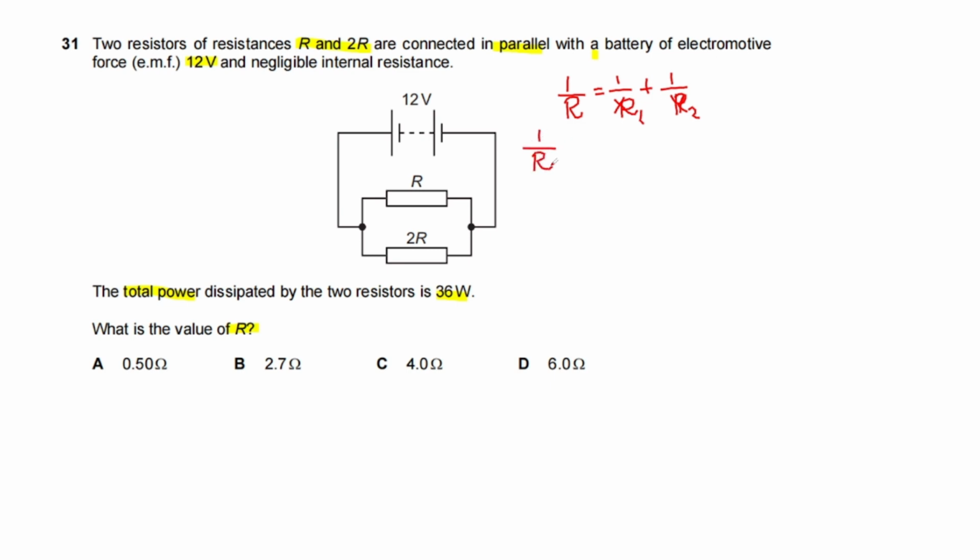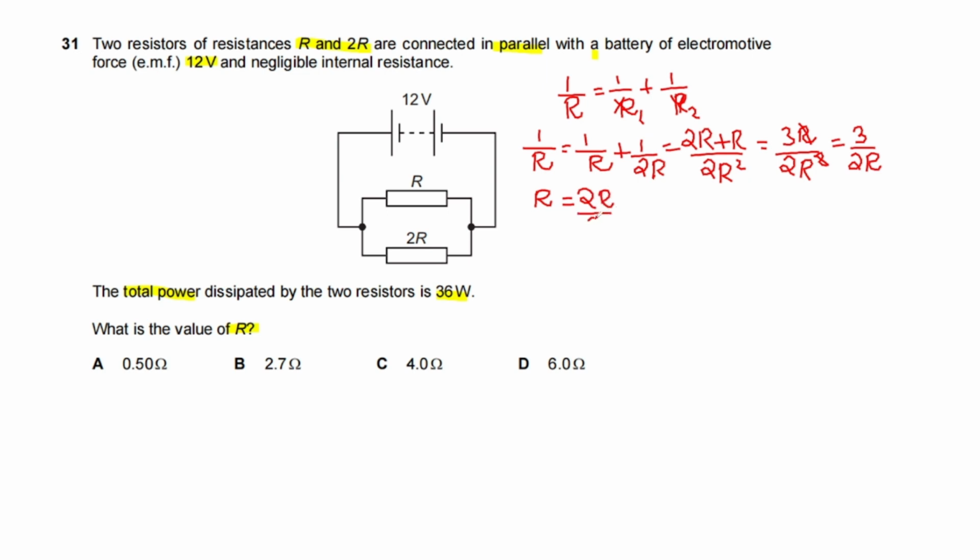So 1 divided by the total resistance is equal to 1 over R plus 1 over 2R, which is equal to (2R plus R) divided by 2R squared. In the numerator, 2R plus R is 3R, and in the denominator we have 2R squared. So R and R get cancelled, and the value is 3 by 2R. So this is equal to 1 by the total resistance, so the total resistance is equal to 2R divided by 3, right? So this is the total resistance value, and we have the total power dissipated.